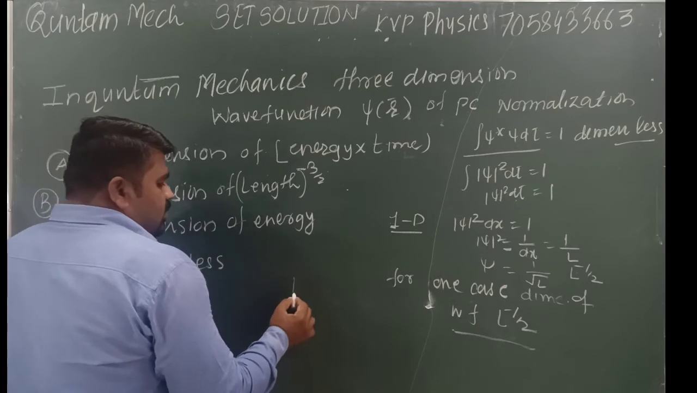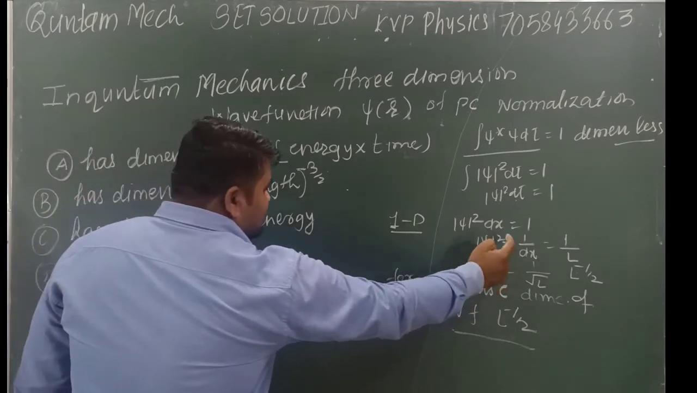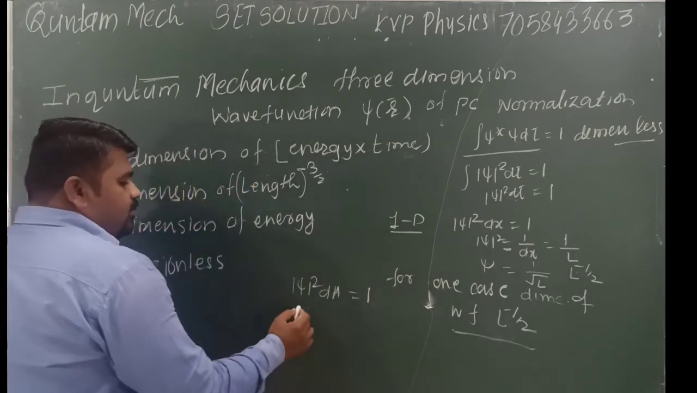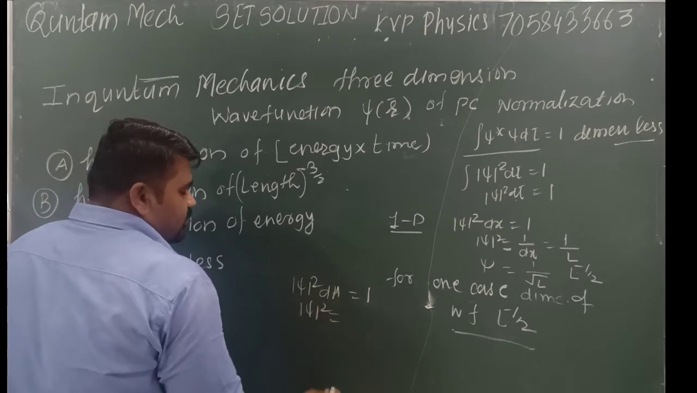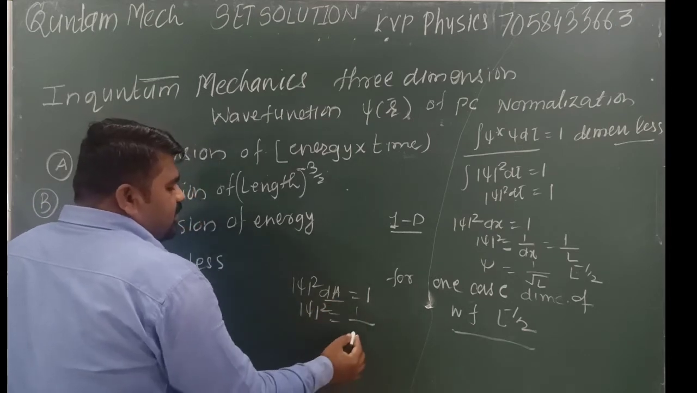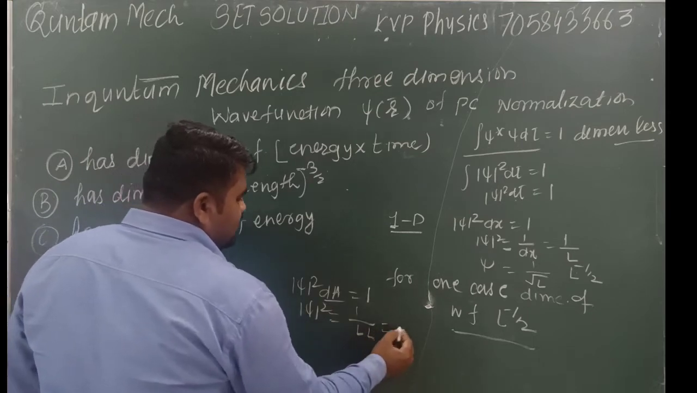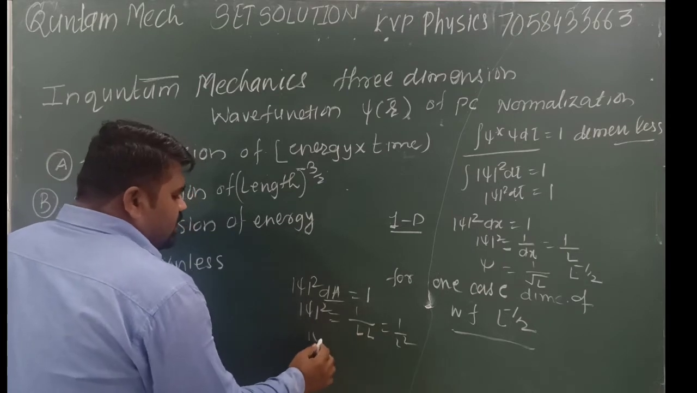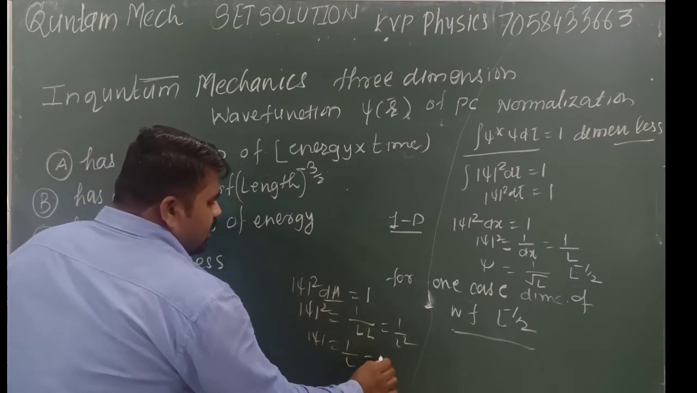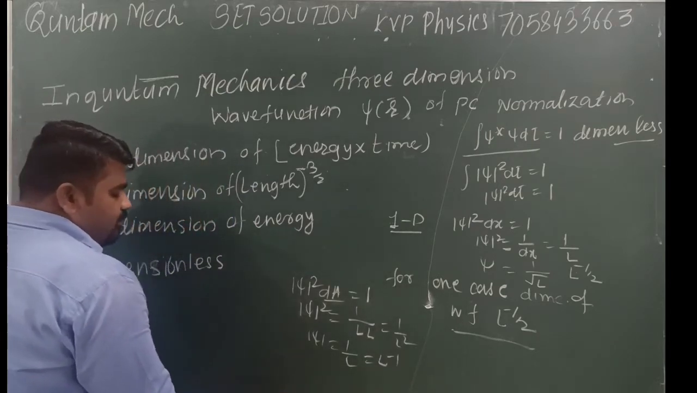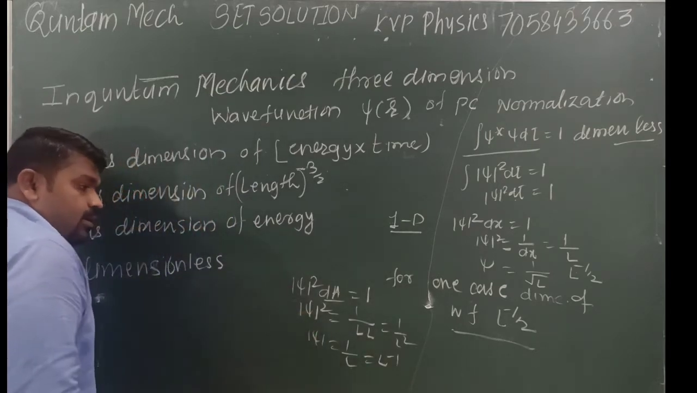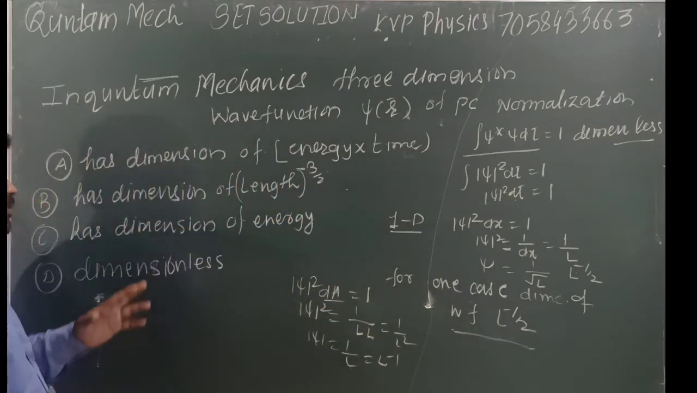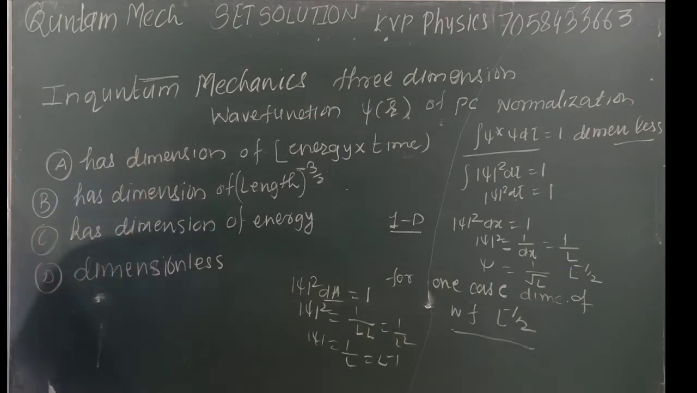In the 2D case, mod psi square into d area is equal to 1. Then mod psi square is equal to 1 upon area. Area is nothing but length into length. Means this is equal to 1 upon L square. Take the square root on both sides. Then mod psi is equal to 1 upon L, or L to the power minus 1. The dimension of the wave function in 2 dimensions is L to the power minus 1. But here the question asks for the 3D case.